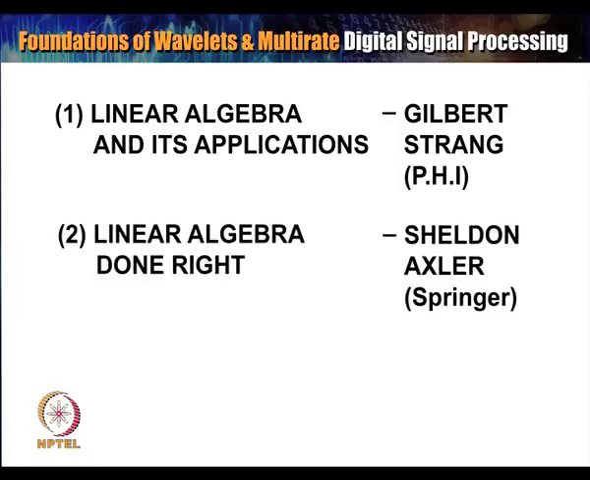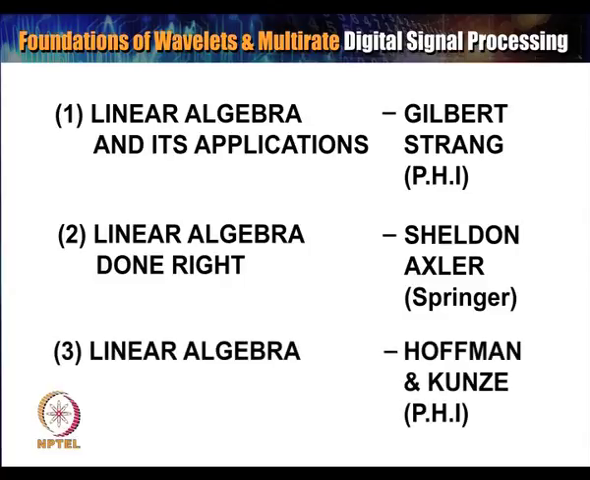Another very good book which I find interesting is Sheldon Axler, Linear Algebra Done Right. I think it is available with Springer. And the third and very important book which I would recommend you all to study very thoroughly is Hoffman and Kunze. Its name is just Linear Algebra. It is also available in a low price edition with PHI.